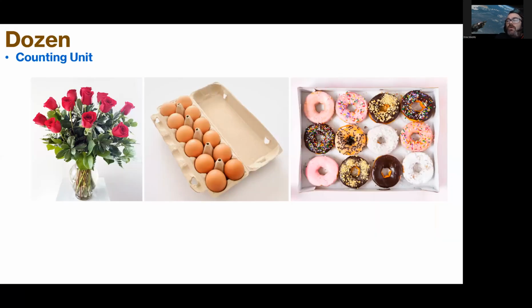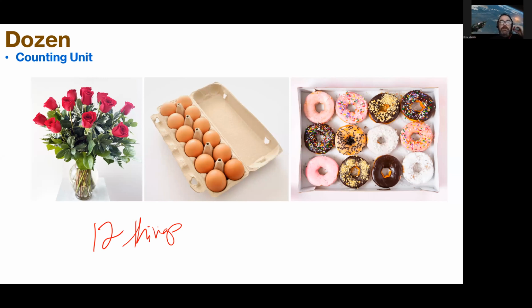Because we know what a dozen is, right? If I ask you in class what a dozen is, you're going to tell me it's 12 things. A dozen roses, a dozen eggs, a dozen donuts, a dozen whatever. It doesn't matter what it is. A dozen is a dozen is a dozen, and it's always 12 of whatever it is. A dozen dogs is 12 dogs. A dozen pens is 12 pens. A dozen kids is 12 kids. That's too many kids. Anyway, you get what I'm going for.